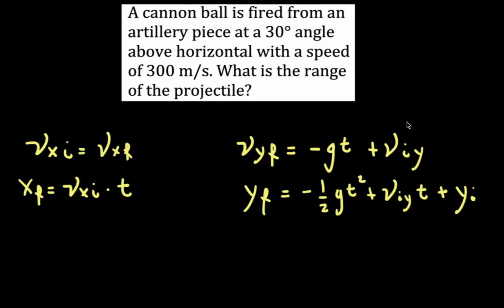So it is a cannonball that's fired from an artillery piece at 30 degrees above the horizontal with a speed of 300 meters per second. What is the range of the projectile?